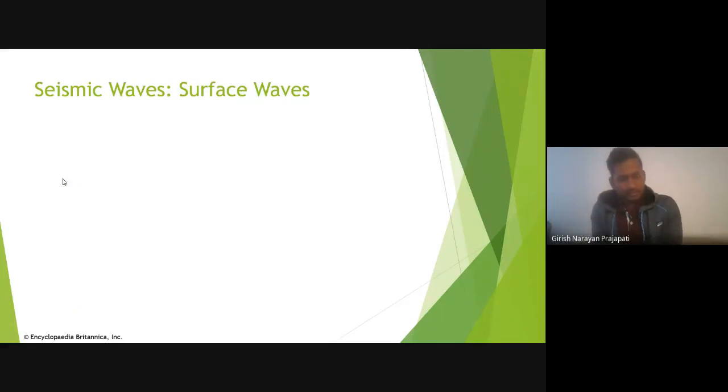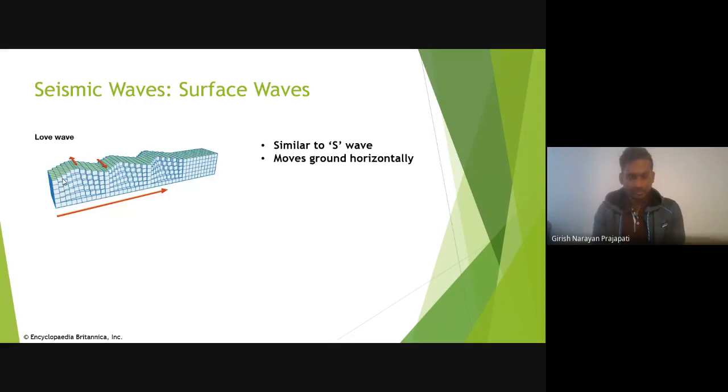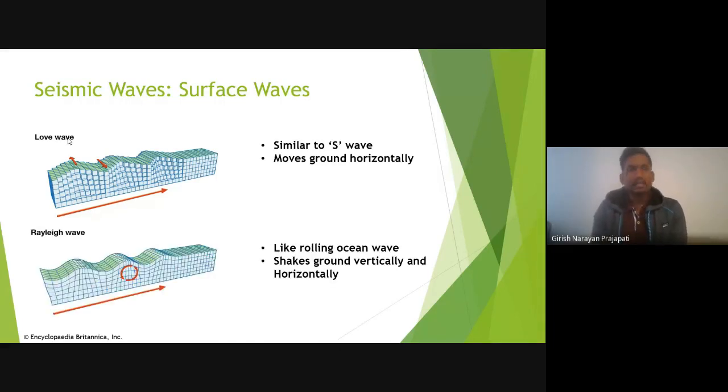Then surface waves. There are two types of surface waves. One is the Love wave. The Love wave is similar to the S wave, but it moves only in the horizontal direction. It doesn't move in the vertical direction. If the S wave, the secondary wave, and the Love wave are coming together, then they are mostly destructive waves. Then the Rayleigh wave.